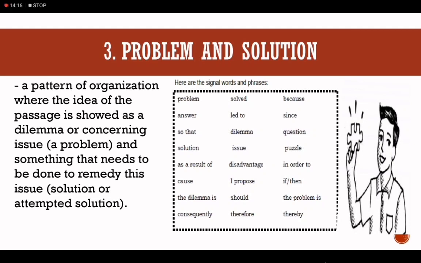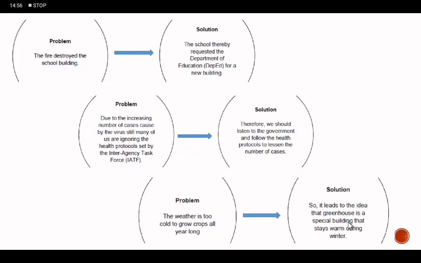So let's talk about problem and solution first. This is a pattern of organization where the idea of the passage is showed as a dilemma or problem and something that needs to be done to remedy this issue is the solution. It's very self-explanatory. Problem, the dilemma concerning issue, solution, the remedy. So here are the signal words and phrases. Please familiarize yourselves with these words.